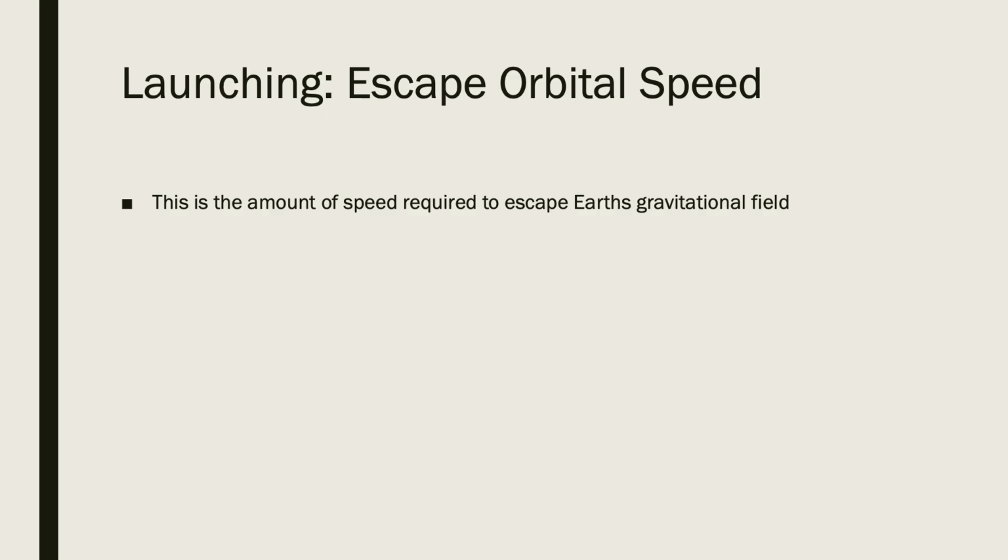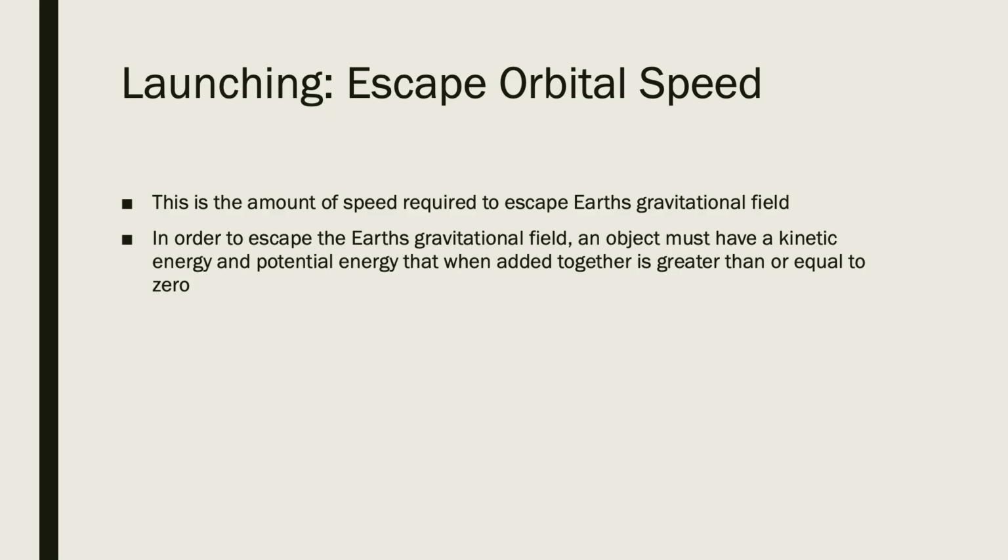So escape orbital speed is the amount of speed required to escape. In most cases, we'll be looking at Earth's gravitational field. Now, in order to escape Earth's gravitational field, an object must have a kinetic energy and potential energy that, when added together, is greater than or equal to 0.